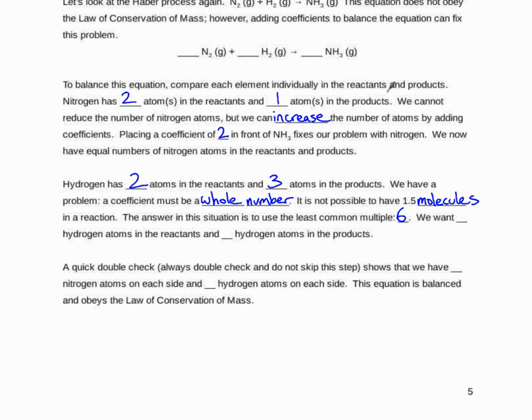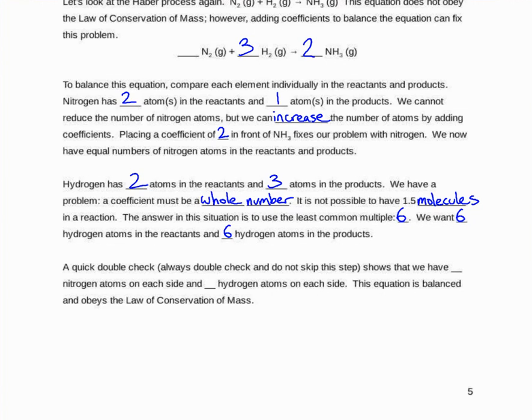So we want 6 hydrogen atoms in the reactants, which means multiplying this by 3. And we want 6 hydrogen atoms in the products, which means multiplying this one by 2. And those will be our coefficients. 3 times 2, that's 6 hydrogens. 2 times 3, there's 6 hydrogens. And if you think back to our nitrogens, we said that 1 of these and 2 of these.